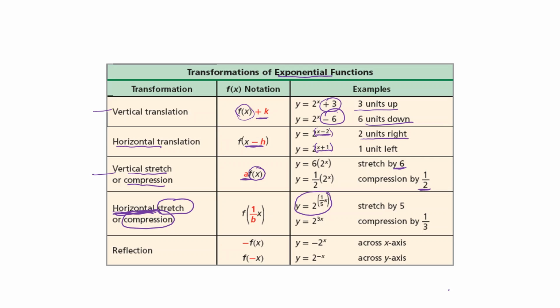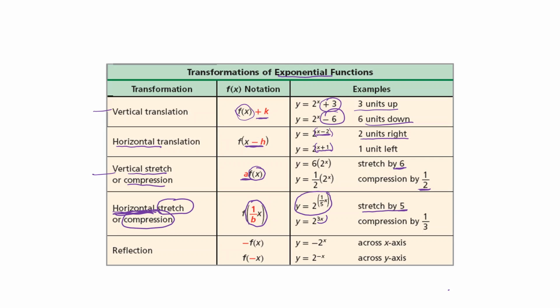Now the question is, is 1/5 a stretch or compression? Well, your immediate thought might be it's a compression because 1/5. But remember, horizontal is horrible, so we have to actually take the reciprocal before we can decide whether it's a stretch or compression. And in this case, when we take the reciprocal, we have the number 5, which is greater than 1, so it's a stretch by 5.